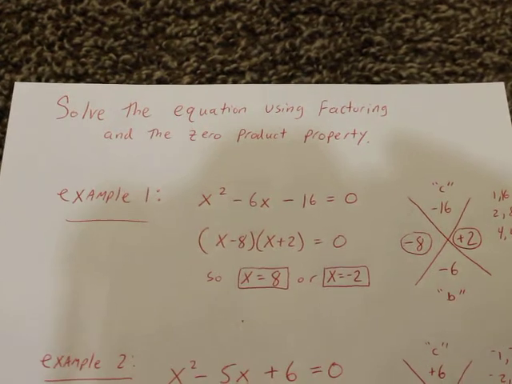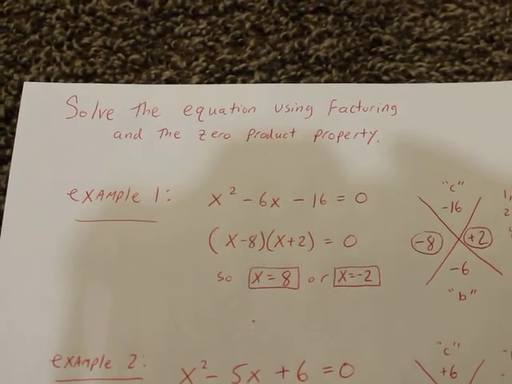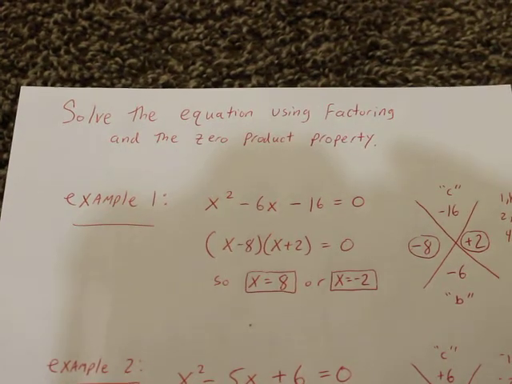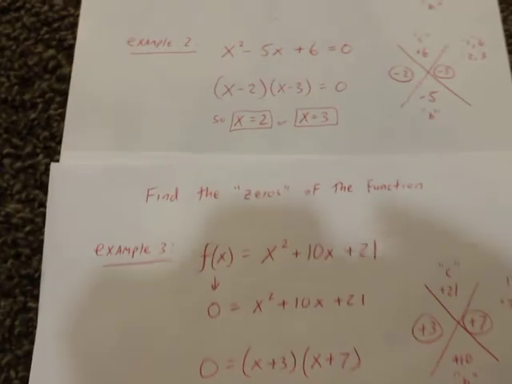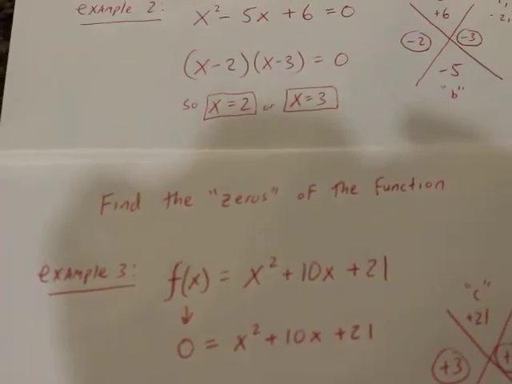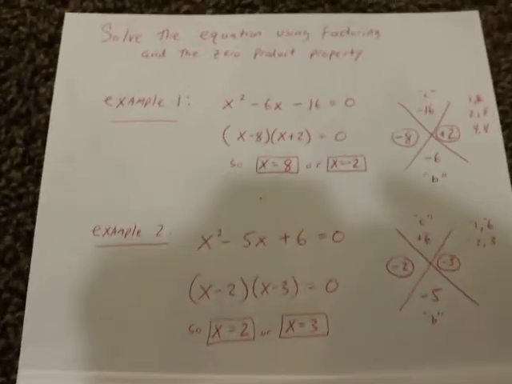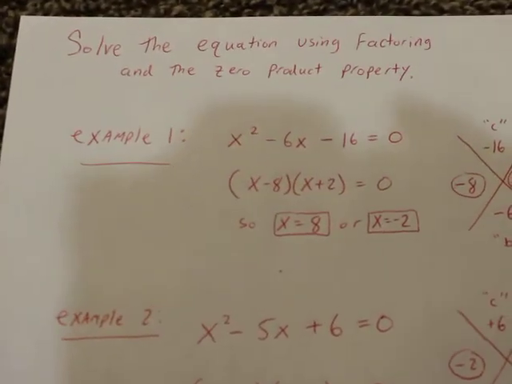So we are just going to be doing the same thing, only now we are going to be solving equations using factoring and the zero product property, or we're going to be doing something called finding the zeros of a function. And it's not challenging at all, and it's just really the same thing we were doing yesterday, only now we're going to be solving.